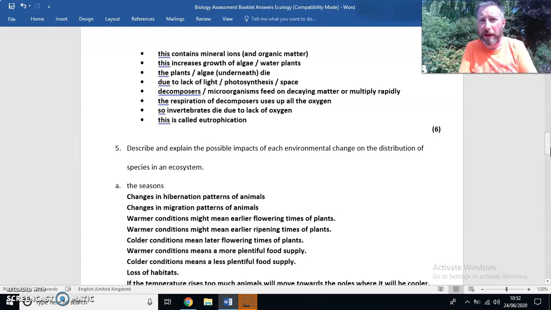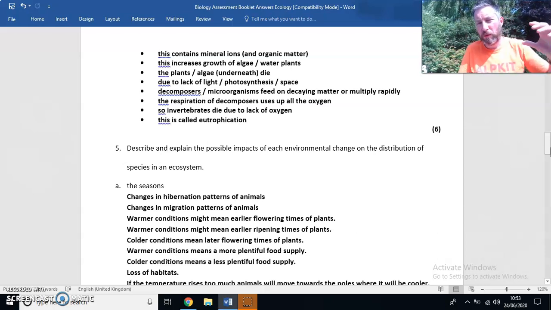So what happens next? Well, then you've got bacteria or microorganisms or decomposers feast on that decaying plant matter, and what they do is they aerobically break it down, they aerobically respire, so they take up all of the oxygen in the water. If they take up all the oxygen in the water, that means that all the other things die. Animal life, the invertebrates die. That's eutrophication. So for 6 marks, that's pretty much what I talk about.